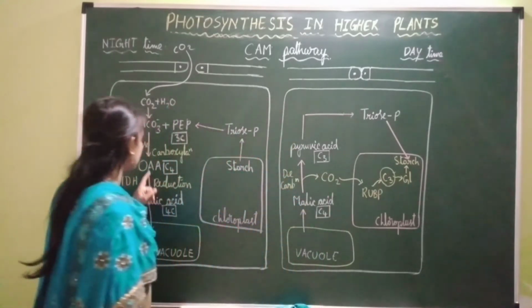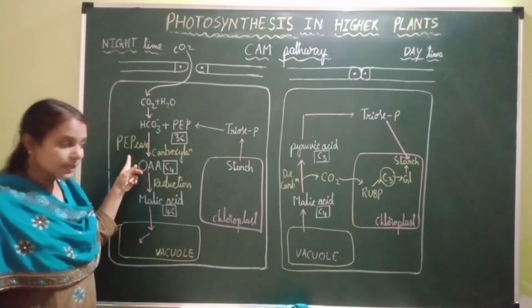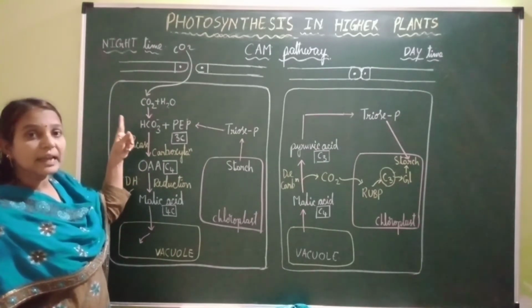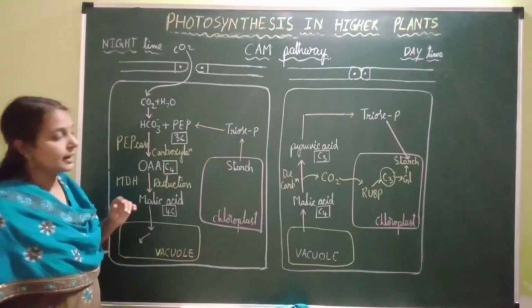Here the first carboxylation is catalyzed by the enzyme PEP carboxylase, which occurs during night time, but in the same cell, the same compartment, that is the mesophyll cell.